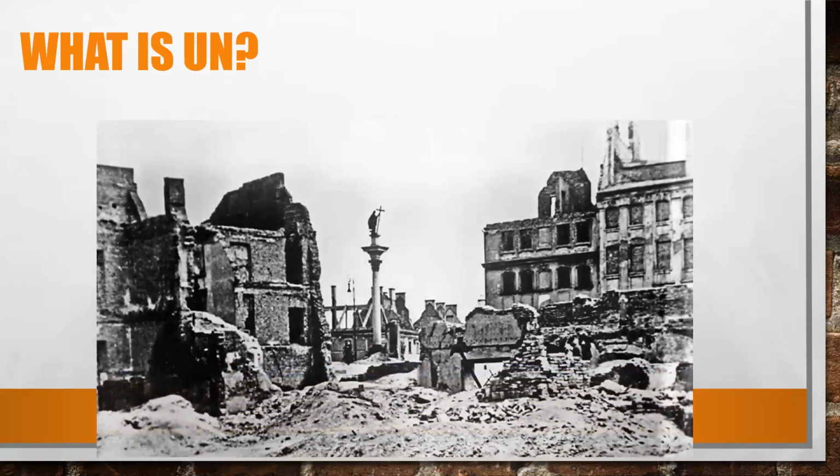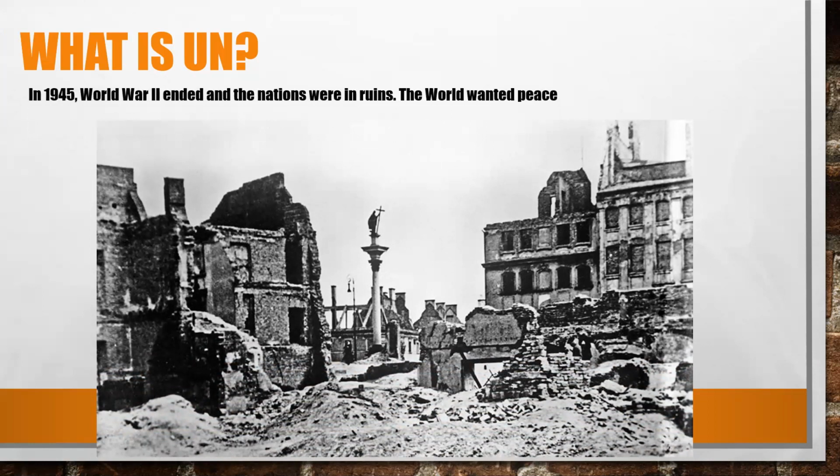So we first start off by understanding what the United Nations is. In the beginning of the 20th century, we saw two big wars where countries fought against each other, resulting in millions of people dying, and that was World War I and World War II. In 1945, World War II finally ended with 70 to 85 million people dead and leaving many nations in ruins, just like what you see in this picture.